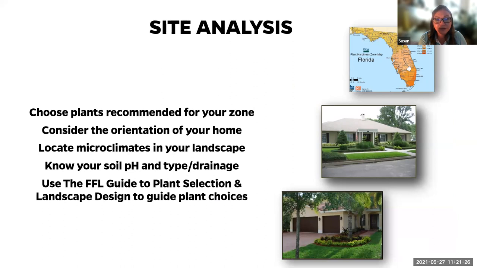Valerie talked about this, choosing plants that are correct for your particular zone in the county. Considering the orientation of your home, if your home faces south or west, of course, you're going to need those really sun-tolerant plants in those areas. You may have some microclimates in your landscape due to the fact that you're right by a very large pond, or maybe you have really large oak trees. Those large things like that can create a microclimate in your yard, which can sometimes protect you from really harsh freezing temperatures in those areas. Know your soil pH, the type of soil that you have, and the drainage of your soil. And of course, use the Florida Friendly Guide to Plant Selection and Landscape Design to guide your plant choices.